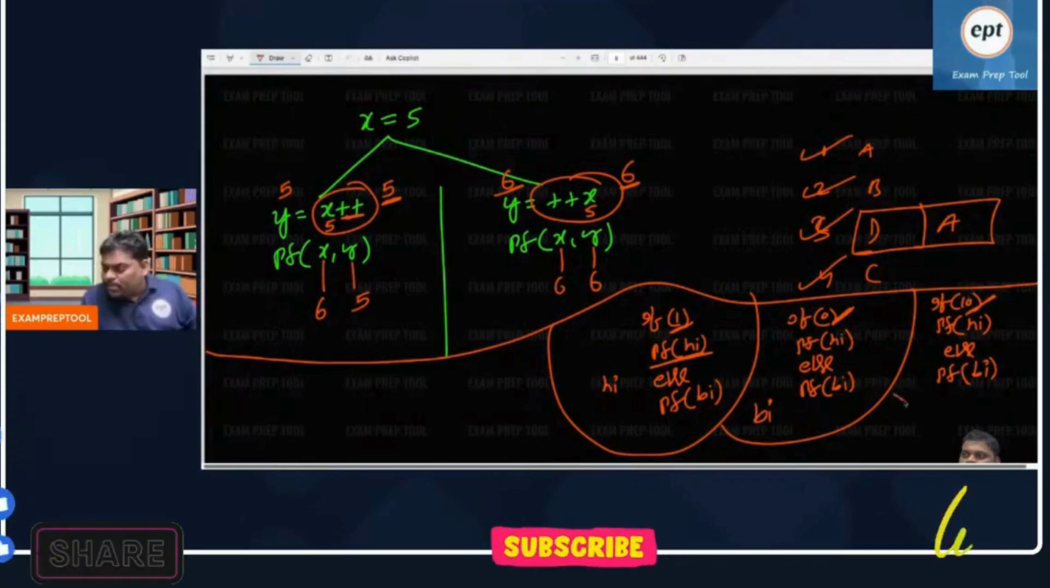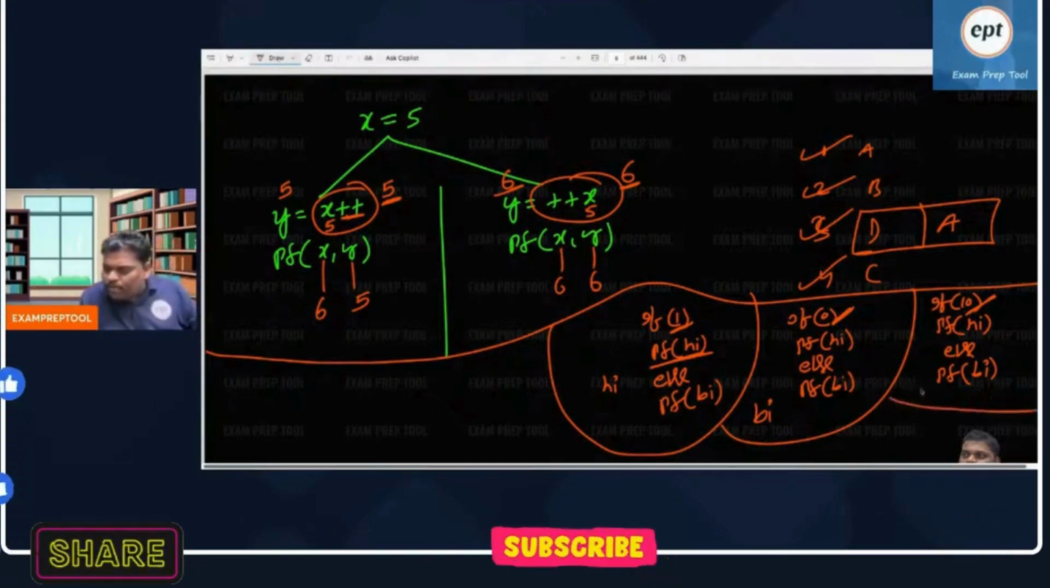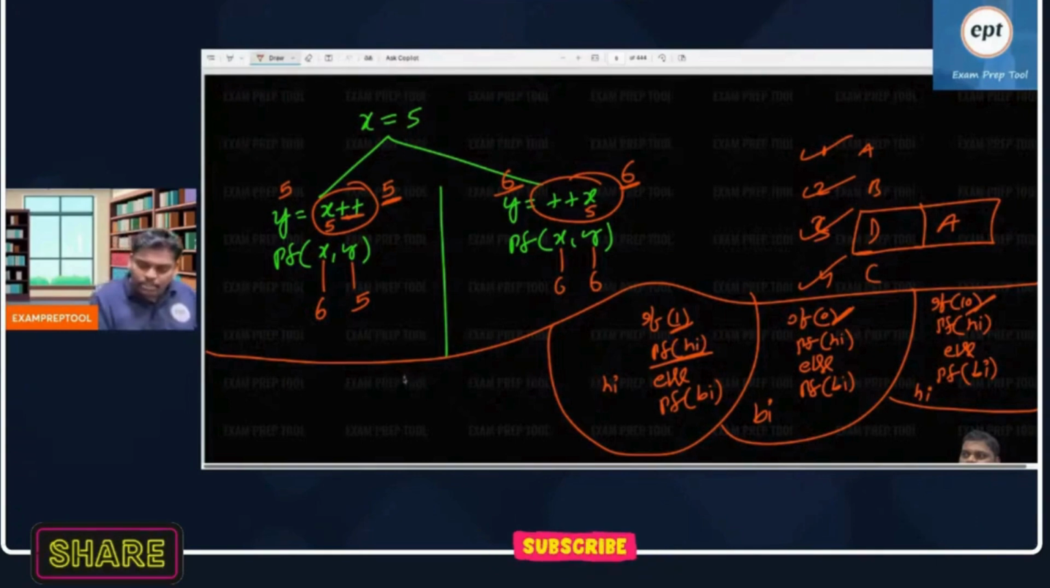Some people are asking, sir, for this it will print what? High. Some people are asking, sir, if 1 prints high and 10 also prints high, then when will it print the other? Very simple. For every non-zero value, it will pass. Let me check one more.